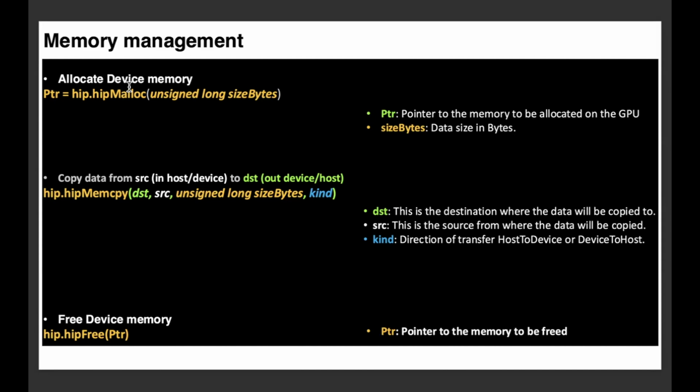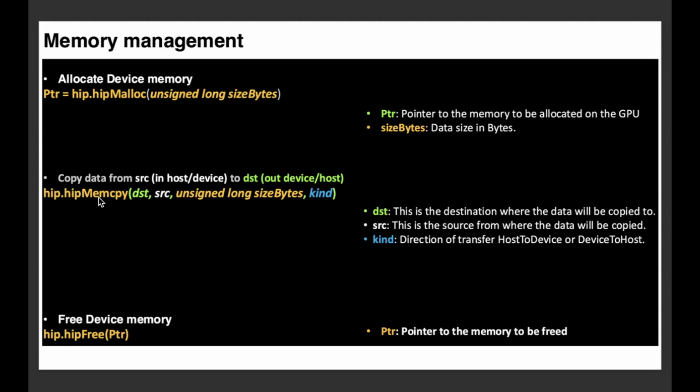To allocate GPU memory, you simply use the function hipMalloc. It accepts as an argument the size in bytes of the vector, and this is the pointer that points to the memory to be allocated on the GPU. To copy data from the CPU to the GPU, this is a very direct, simple way of copying data. But there are other optimized ways of copying data that I'm not going to address here.